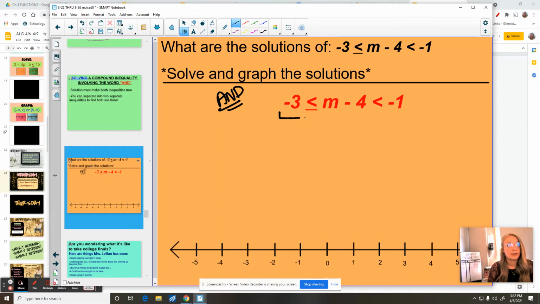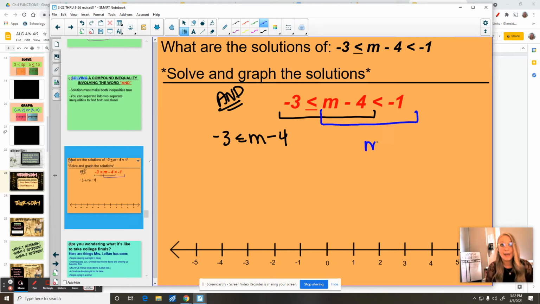So we can separate this into -3 is less than or equal to m minus 4. And then we can also write it where you've got m minus 4 is less than -1. So it's like we take that compound one and we break it into 2, and then we'll solve individually and then recombine. So if I'm solving for m here, the inverse of -4 is adding 4.